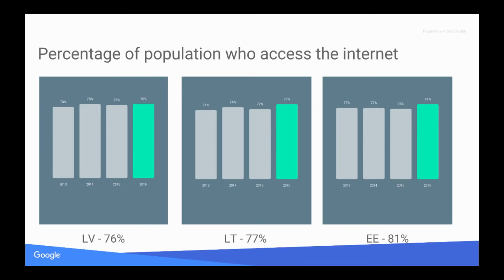So what you can see in these graphs, when you compare 2013 to 2016, is that internet usage is on the rise, and the percentage, of course, of the population who have access to the internet is increasing. And this will also increase in the future.